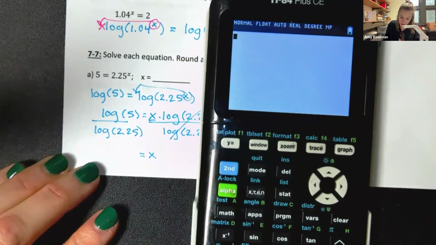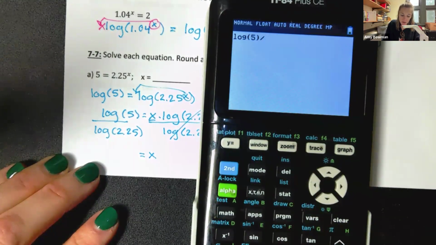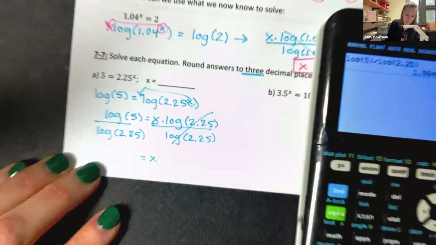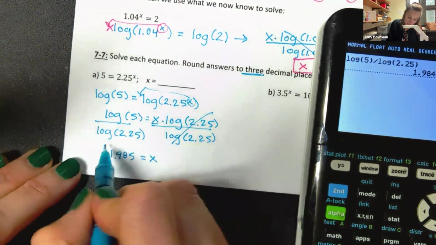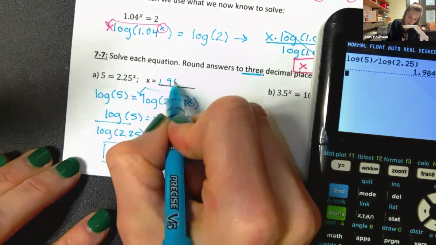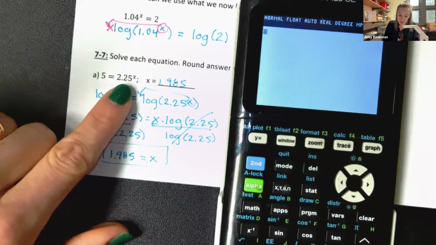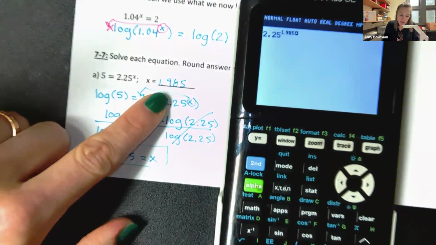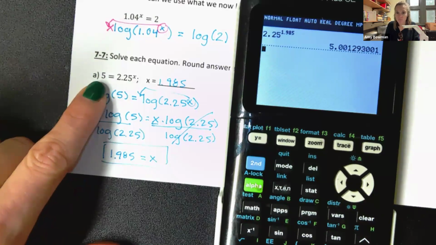So we'll do the same thing, log of 5, close your parentheses there, divided by log of 2.25, and we get about 1.985. You've got a quick way to check this right here. Just plug it right back in. So when I do 2.25 raised to the 1.985, again, we rounded, but it should be pretty close to 5.001.